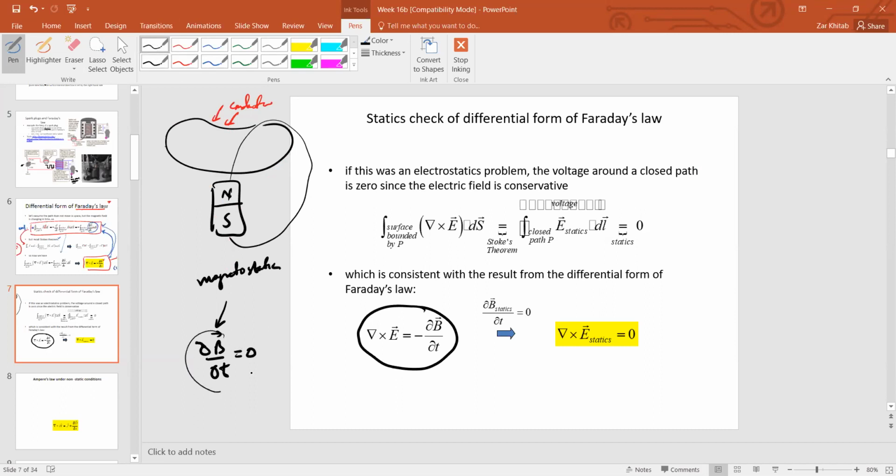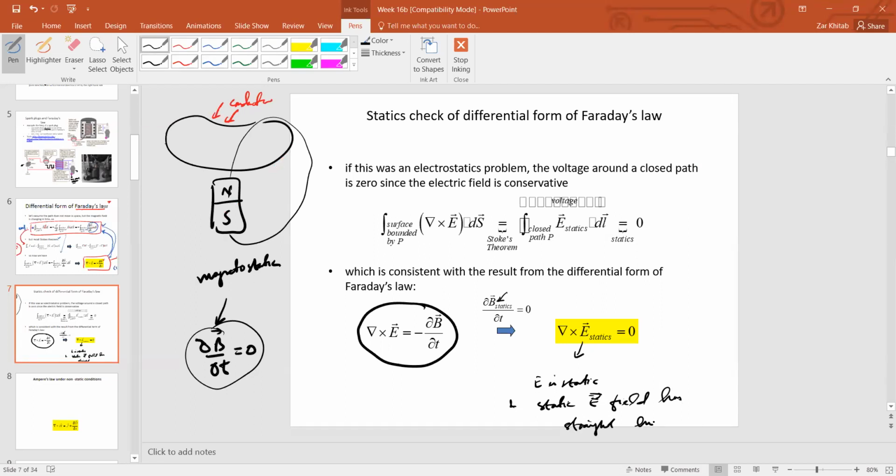So when the magnetic field is static, curl of E is zero. That means electric field is static, and static electric field has straight lines of forces, not curls, not loops, not the revolutions.